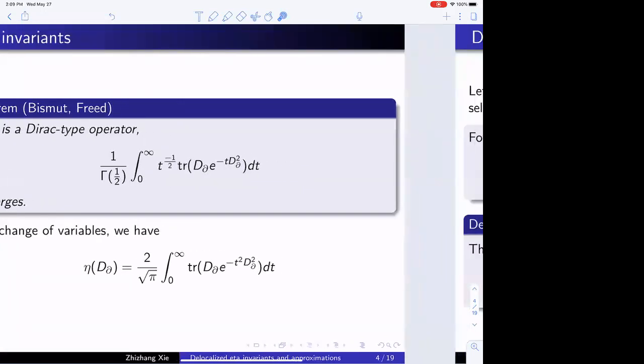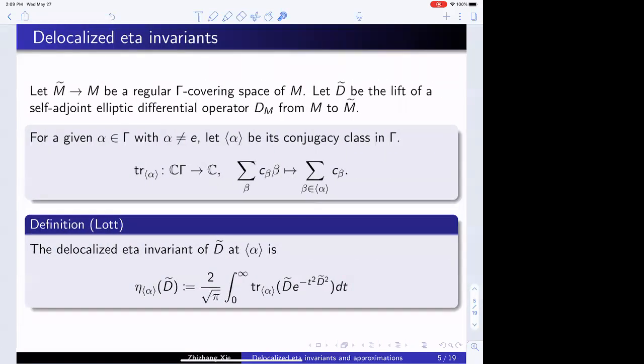Now, what is the delocalized eta invariant? To talk about the delocalized eta invariant, which is, by the way, a notion due to Lott, I will need to work with a covering space. So now, just forget about W, and let's focus on this manifold M, an n-dimensional manifold, which is closed. Now suppose I have a regular gamma covering, where gamma is some discrete group, of M. A typical situation is that M tilde is the universal cover of M.